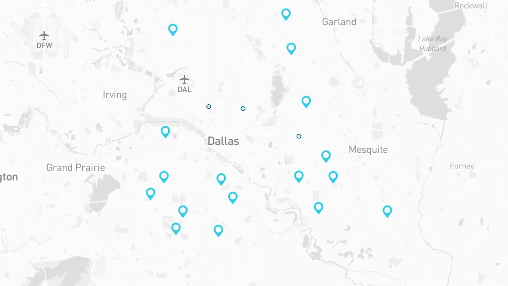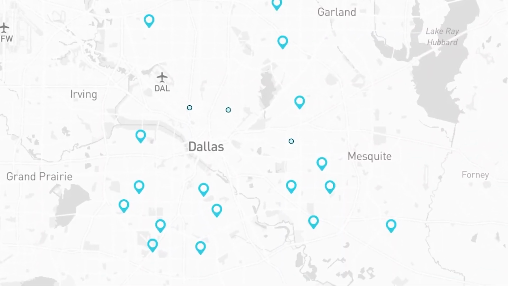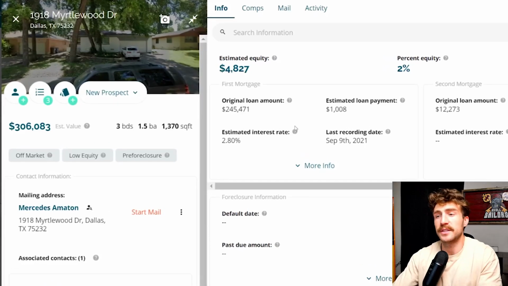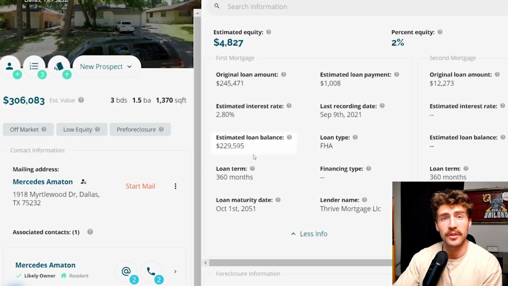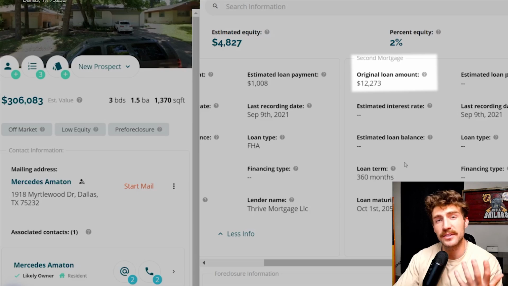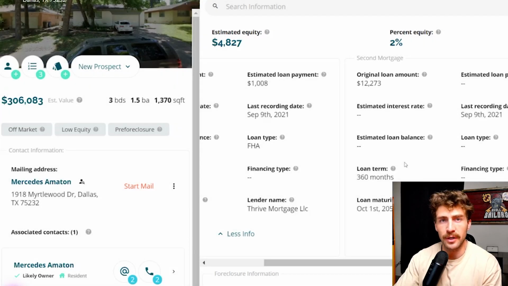We have 22 properties that came up in Dallas, Texas. Let's choose one at random. Okay, so let's take this house for example. The estimated value is around $300,000. They have a current mortgage. The house was bought in 2021 and now has a current mortgage of $230,000 at a 2.8% interest rate. And they also have a second mortgage of around $10,000. To me, it looks like they did a loan modification and tacked on the debt to the end of the loan in 2051. I'll explain that later.